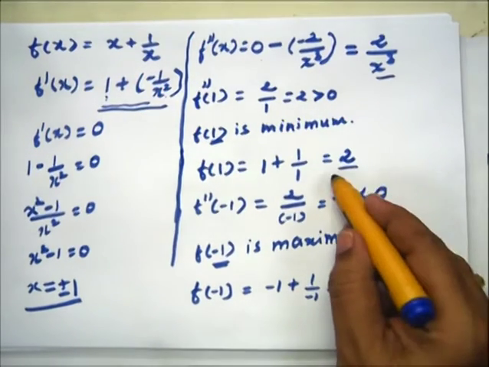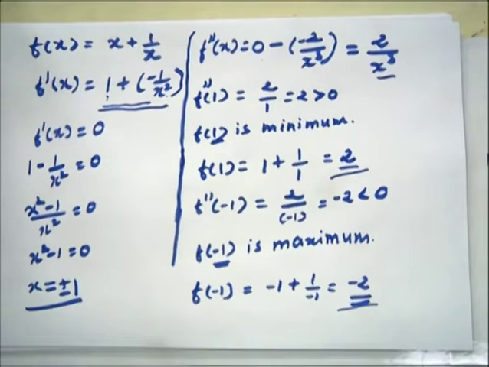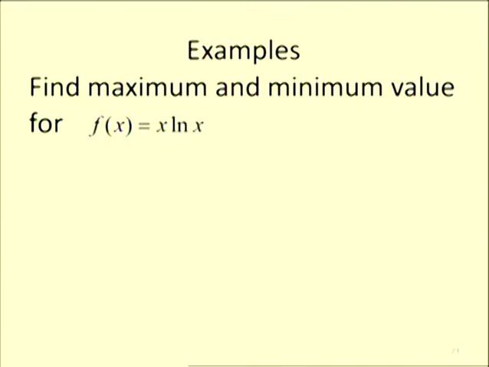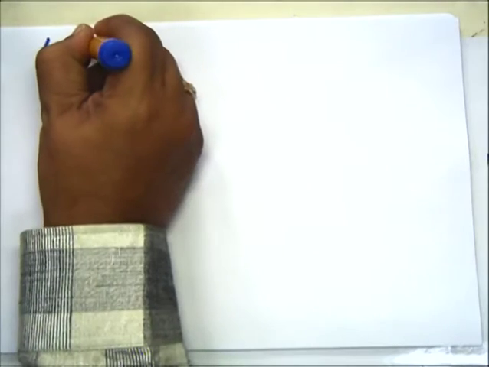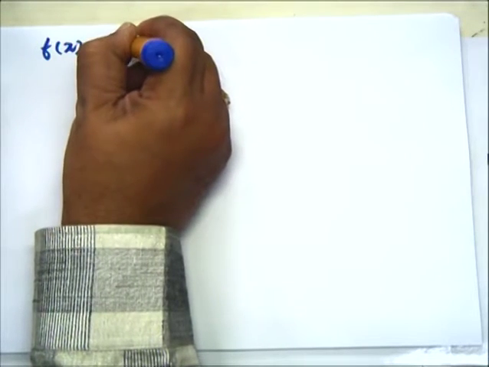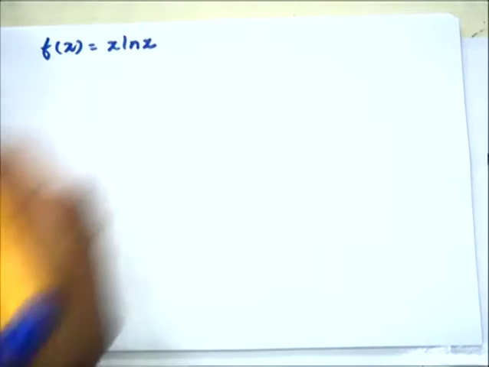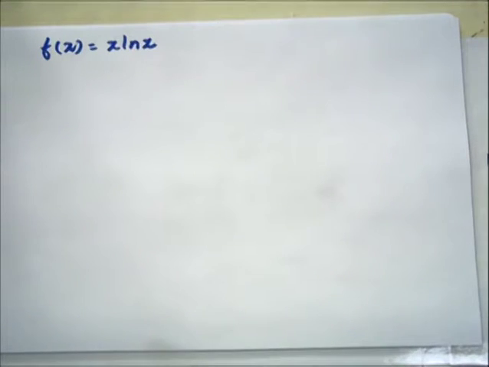So we got the minimum value and the maximum value of the function f of x is equal to x plus 1 upon x. This is the way we can get the maximum and minimum for the given function. Let us have one more example here. So here the function we have taken is x into log x, and we are interested in the maximum and minimum value for this function. For that, we will first find the first order derivative of the function.